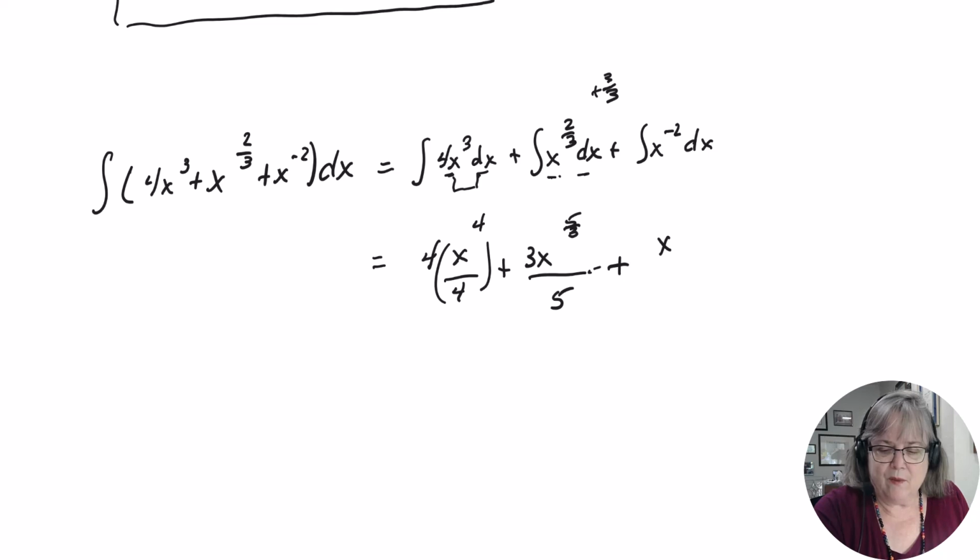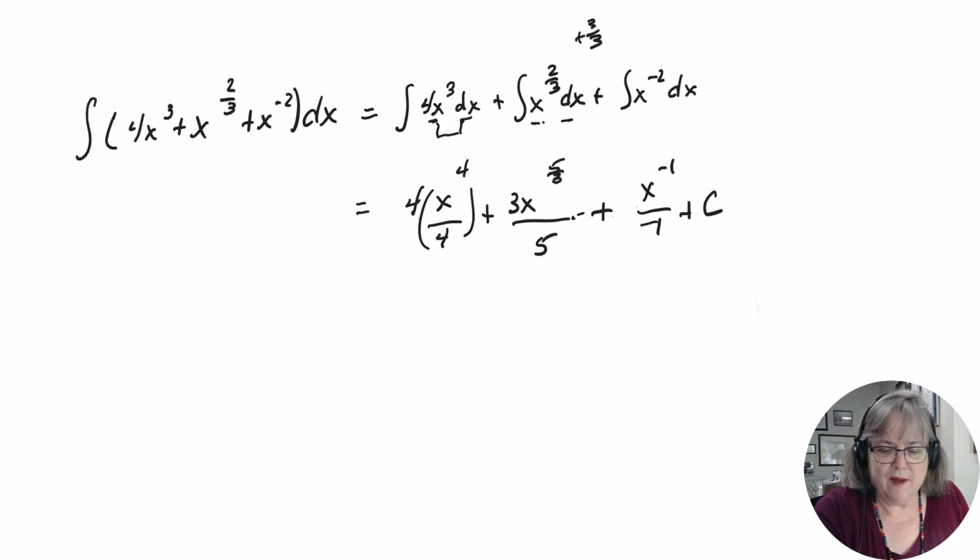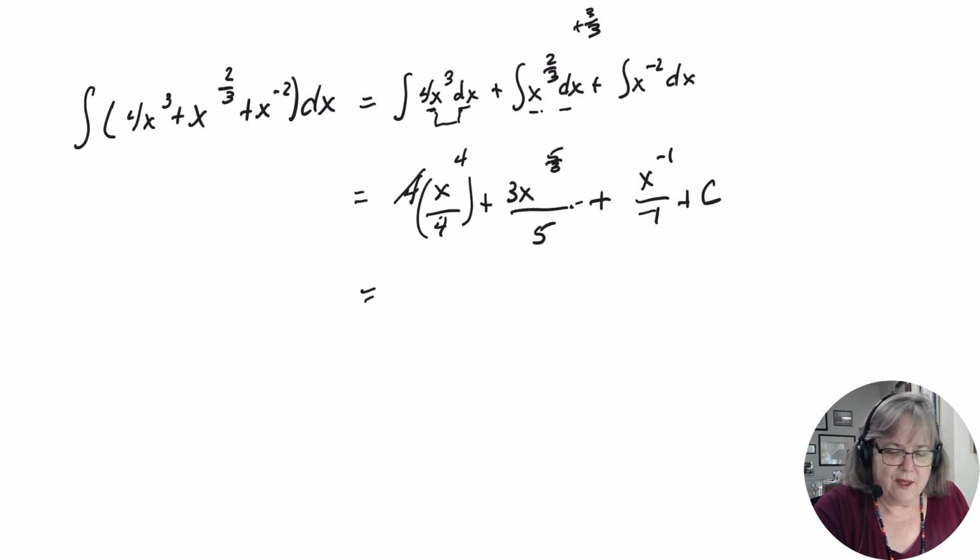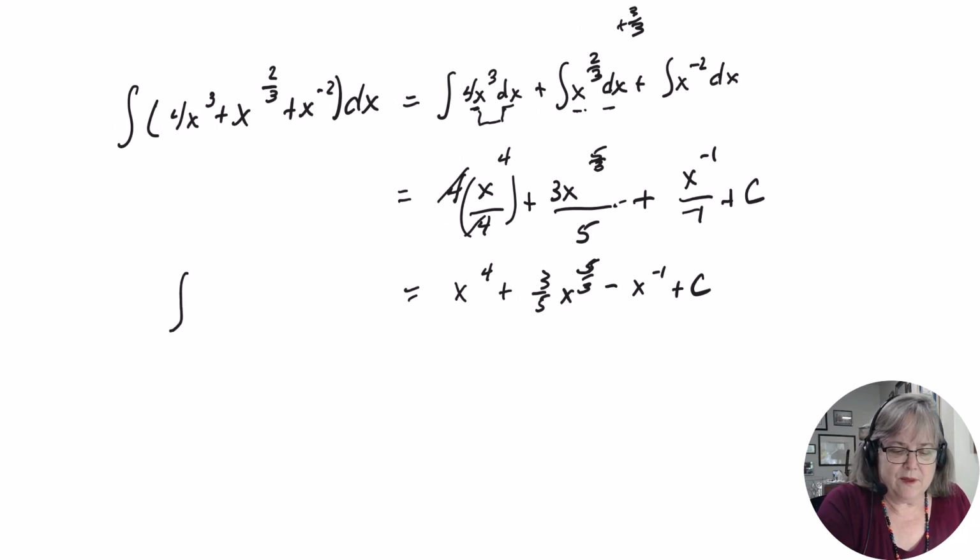And then you'd add 1 to the power, divide by the new power. Don't forget the plus c. So then these 4's cancel, and you have x to the 4th plus 3/5 x to the 5/3 minus x to the minus 1 plus c. And that's the result of this operation.